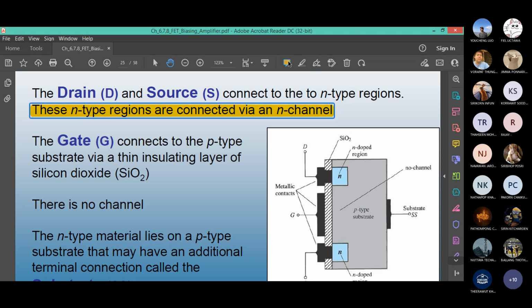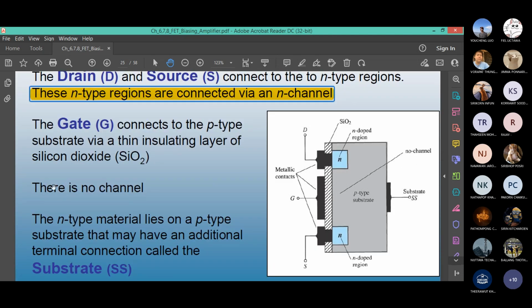Highlight. Never mind, that is wrong. So how does the gate connect to the P-type substrate? There's a thin insulating layer of silicon dioxide between the contact and the substrate. No channel, it is correct.